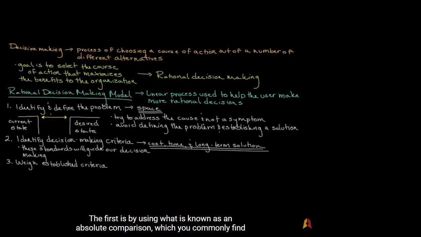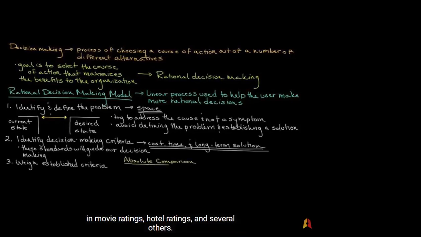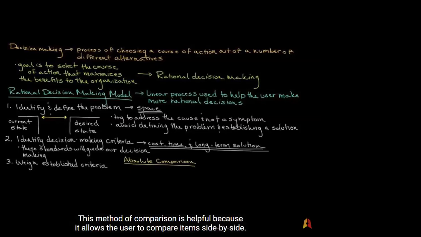The first is by using what is known as an absolute comparison, which you commonly find in movie ratings, hotel ratings, and several others. This method of comparison is helpful because it allows the user to compare items side by side. So if you're shopping for a car, you can look through Consumer Reports and actually compare different vehicles in specific categories and all together.